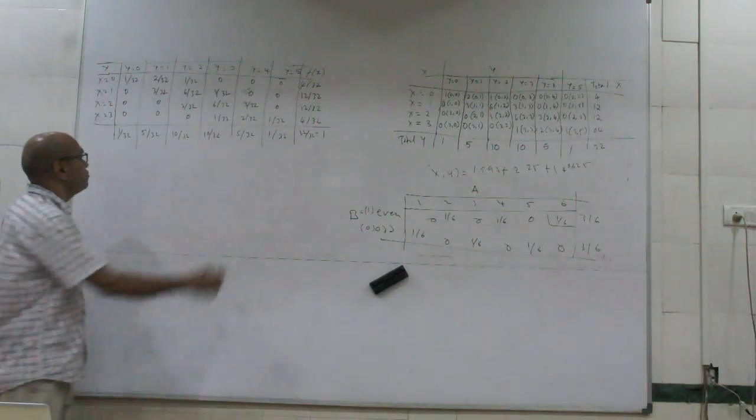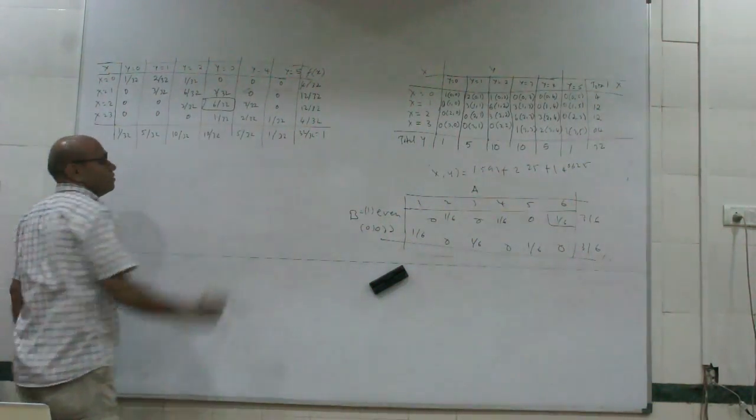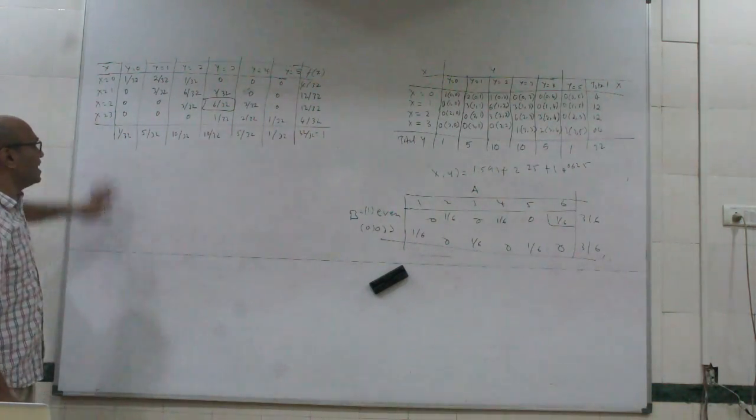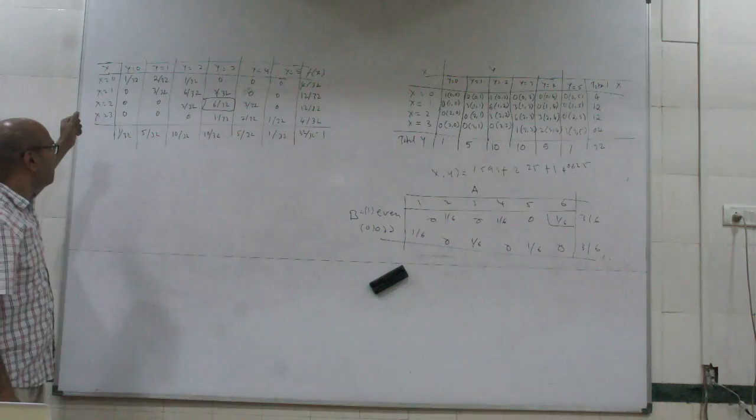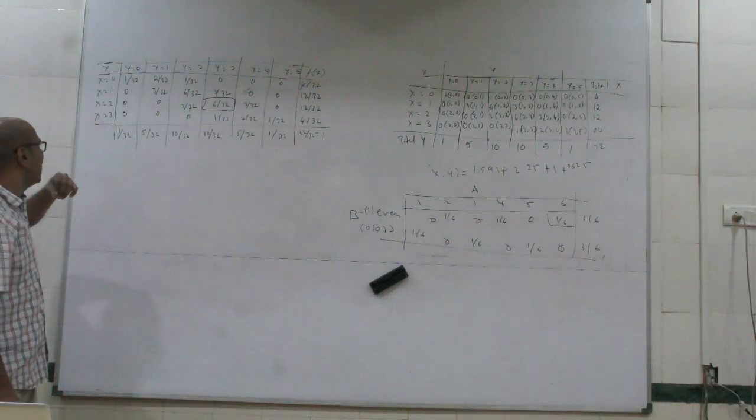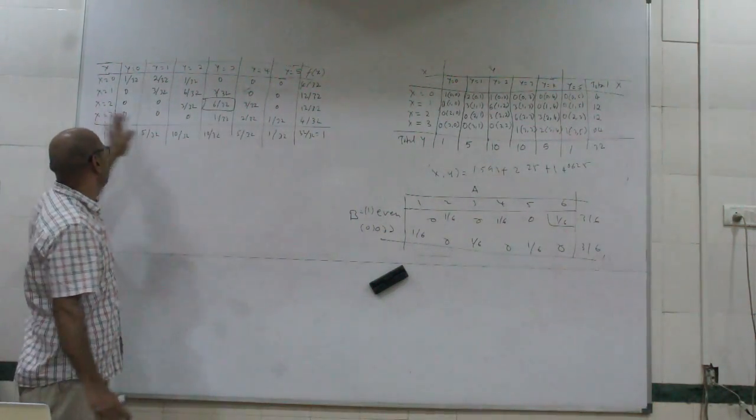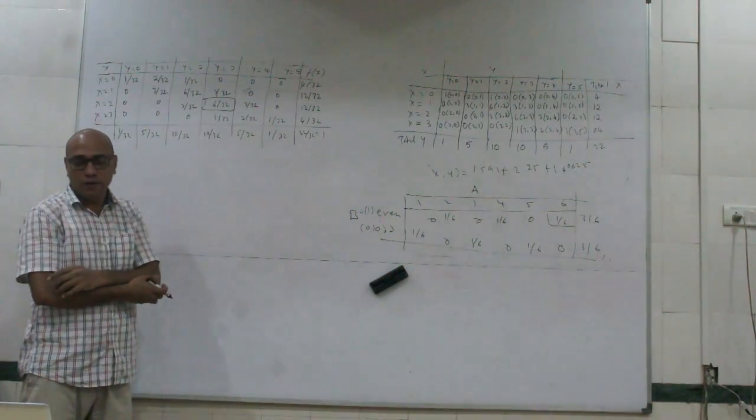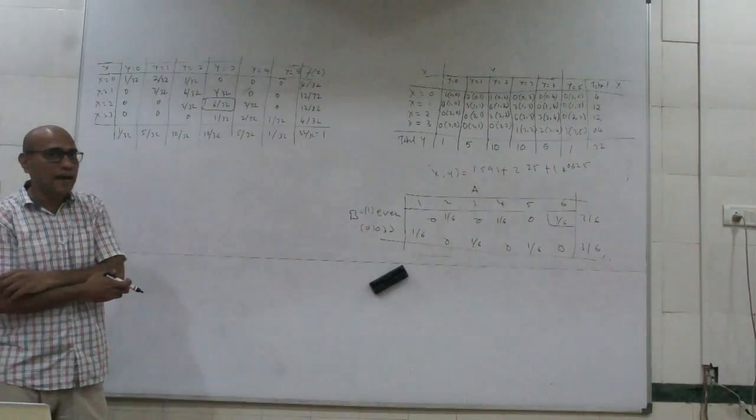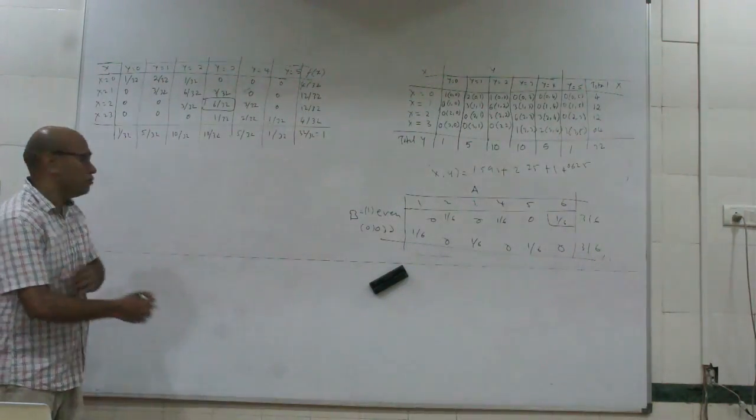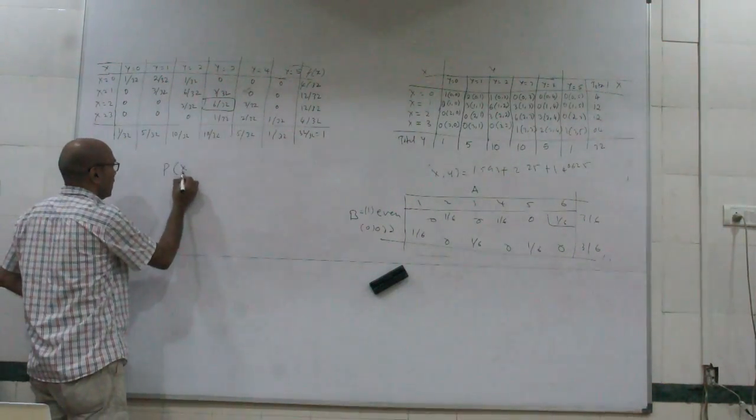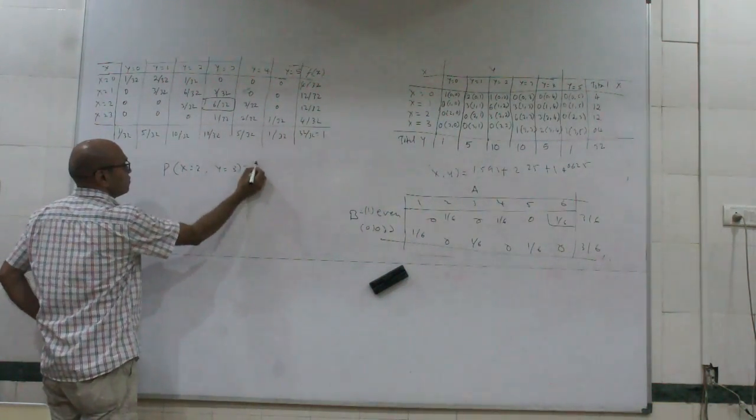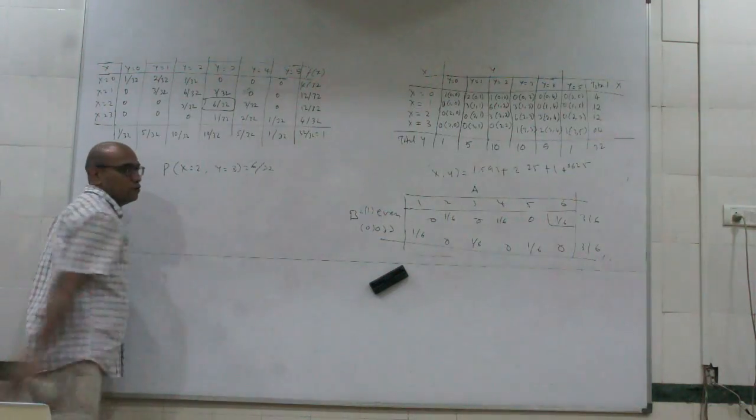suppose I am interested in 6 by 32. That is, what is the chance that this particular outcome would occur? That is, x takes a value 2, y takes a value 3. What is the chance of that event occurring? So the probability that x is equal to 2, y is equal to 3 is 6 by 32.